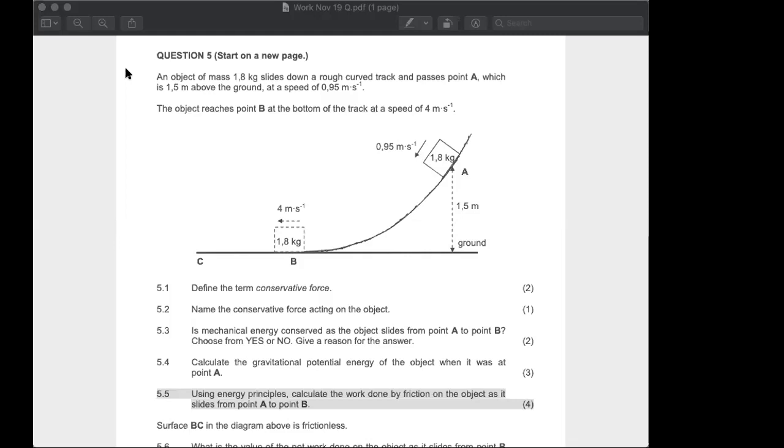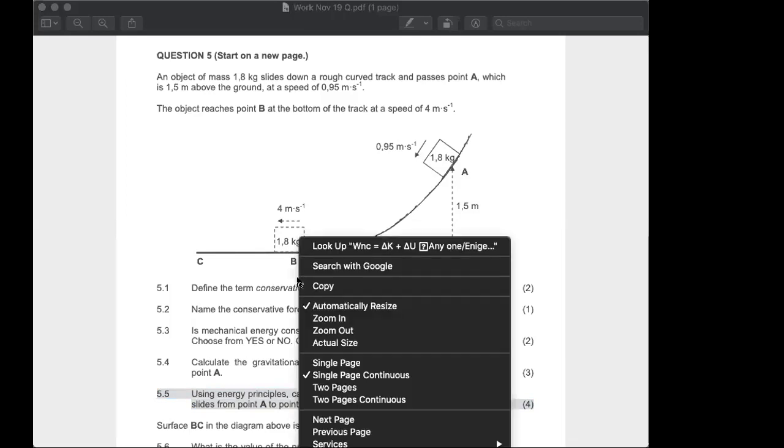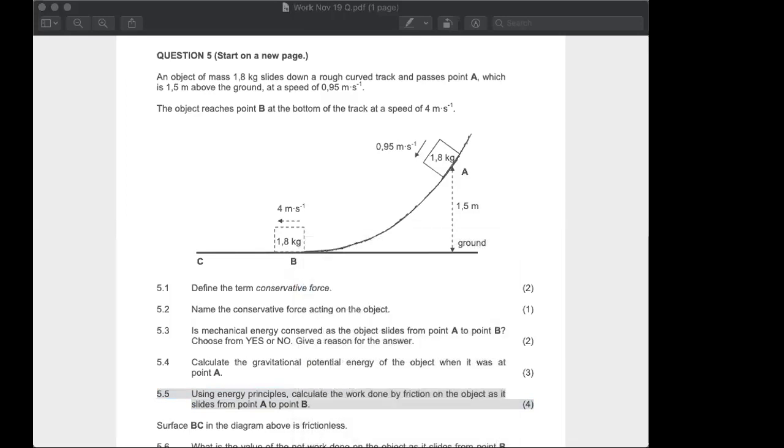Can you all see the screen or no? Right. I think there's a screen. Okay, I've got the one. Let me get the other one.